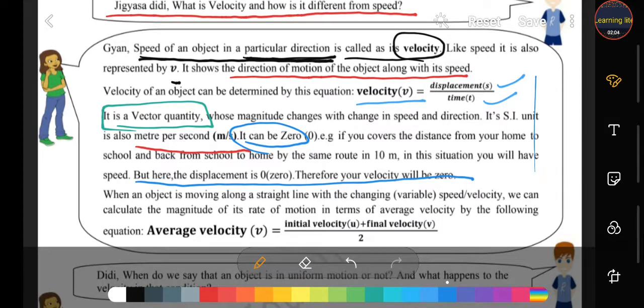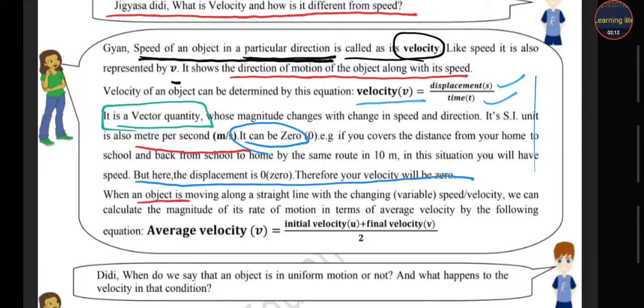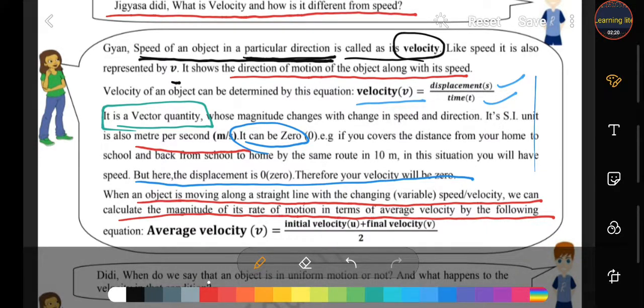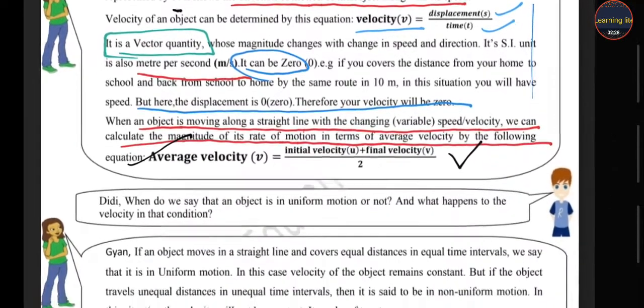Students, whenever any object is moving along a straight line but changing its velocity continuously, whenever you change your speed in a particular direction again and again, then we have to calculate its average velocity. Average velocity means initial velocity plus final velocity divided by 2.